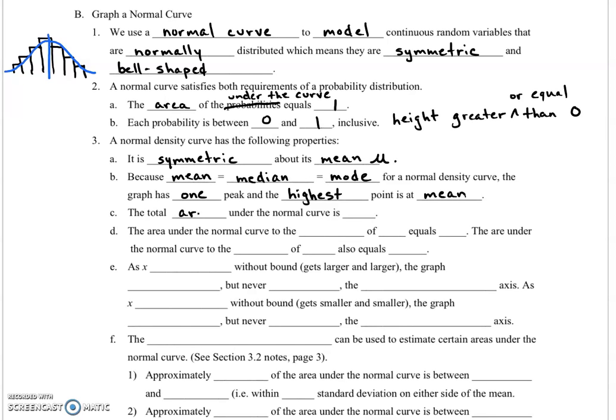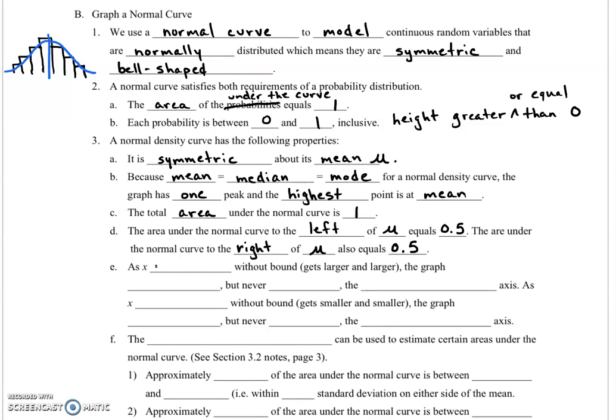The total area under the normal curve is 1. The area under the normal curve to the left of the mean is 0.5, so half of it's to the left, and half of it is to the right, which makes sense because it's symmetric, right? So if the whole thing is 1, 0.5 has to be to the left of the mean, and 0.5 has to be to the right.